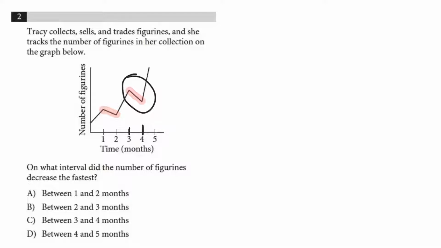So let's look at our answers. Between 1 and 2, no. 2 and 3, no. Between 3 and 4, yes. So C is the answer.